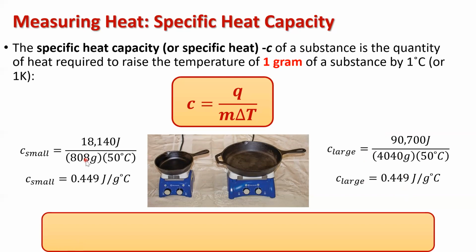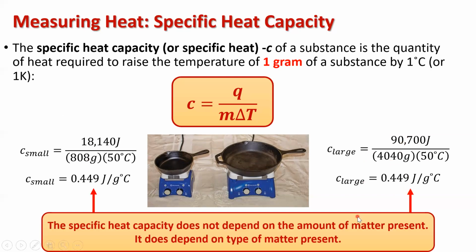If we have a small amount of the material, we need less energy. If we have a large amount of the material, we need more energy. But when we look at the specific heat capacity, it doesn't depend on the amount of matter that we're heating up. It only depends on what it's made of. And every substance has a unique specific heat capacity.